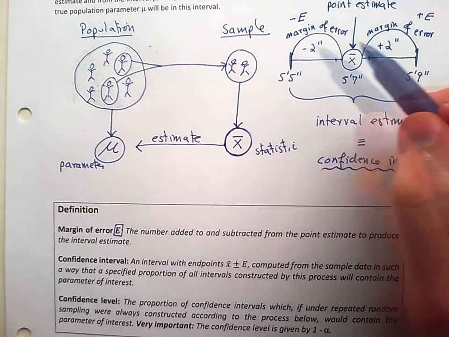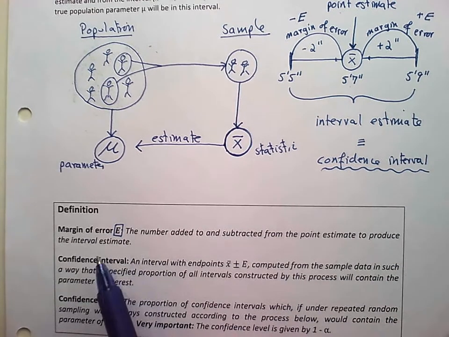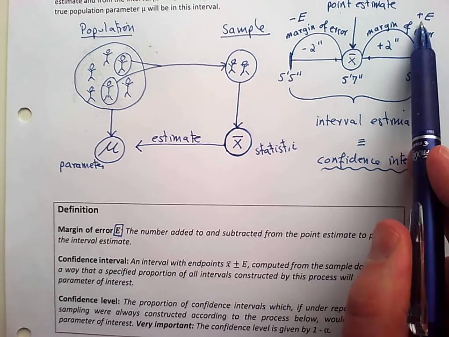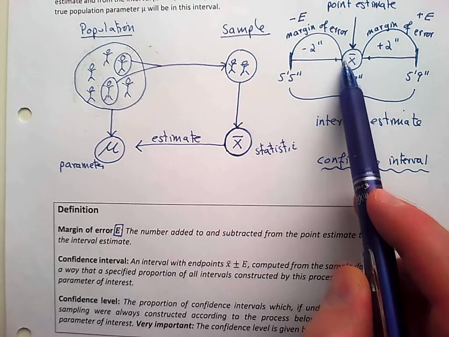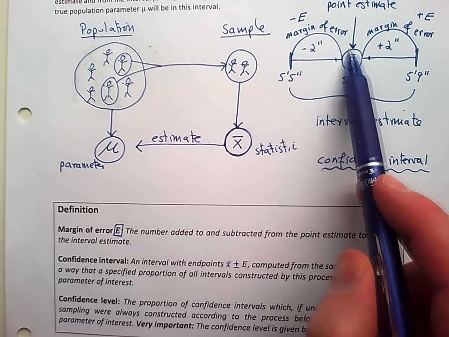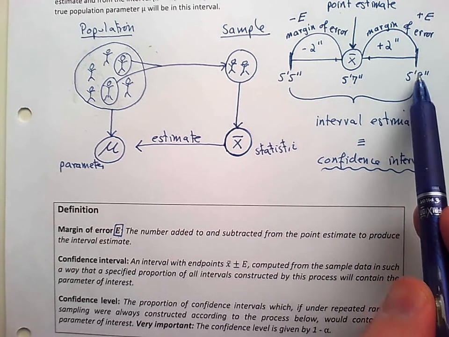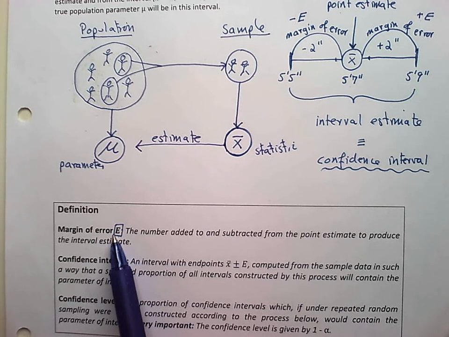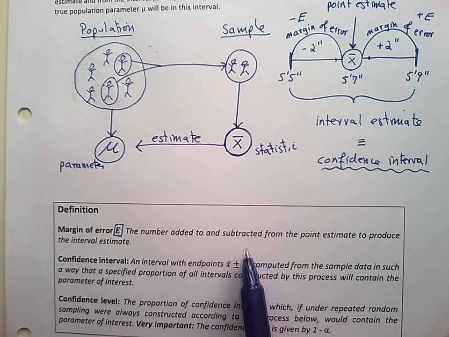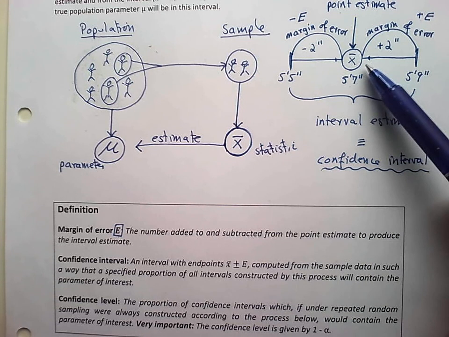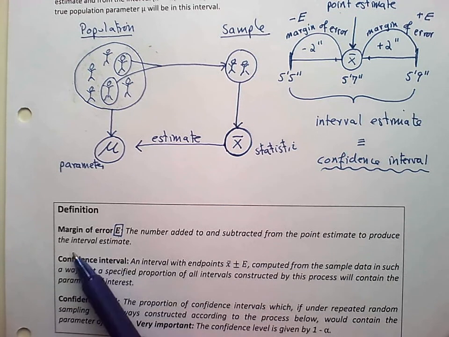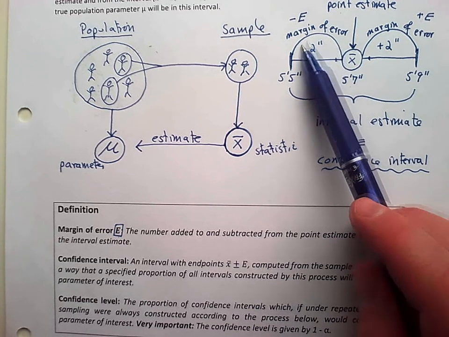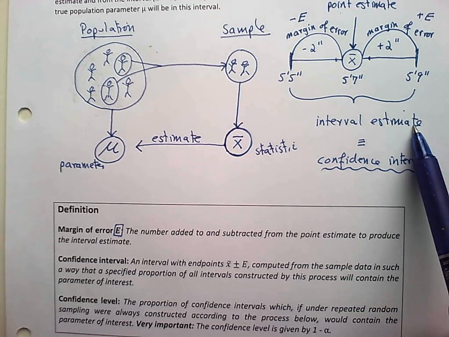If we're going to use E for our margin of error, then here we're subtracting E, and here we're adding E. So we're going to take our point estimate and subtract E, and take our point estimate and add E to it in order to create our interval. Here then, the margin of error, capital E, is a number added to and subtracted from the point estimate to produce the interval estimate. All right, well that makes sense. Take our point estimate, add the margin of error to it, subtract the margin of error from it in order to come up with our interval estimate.